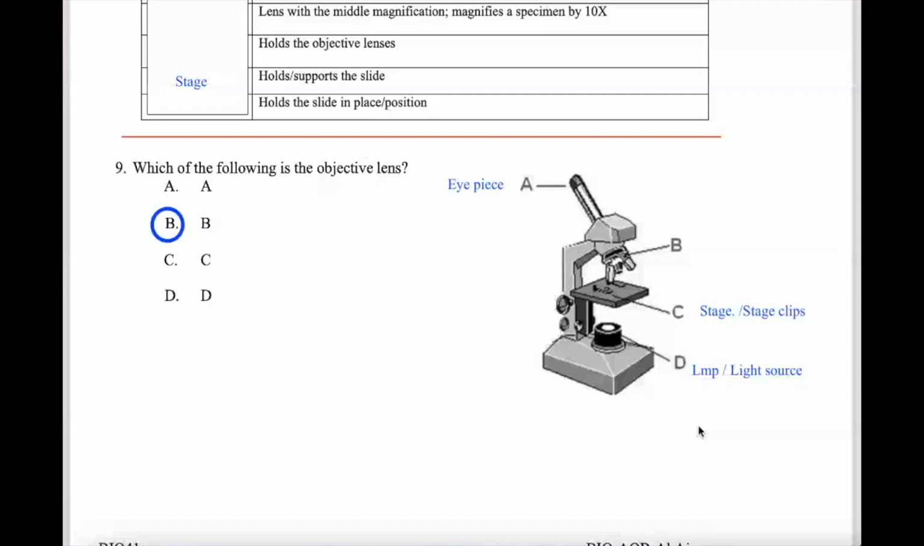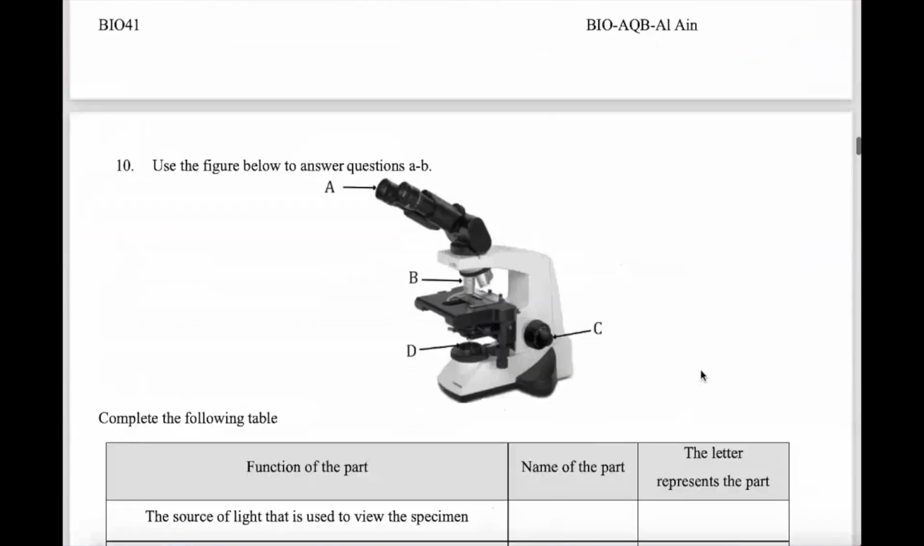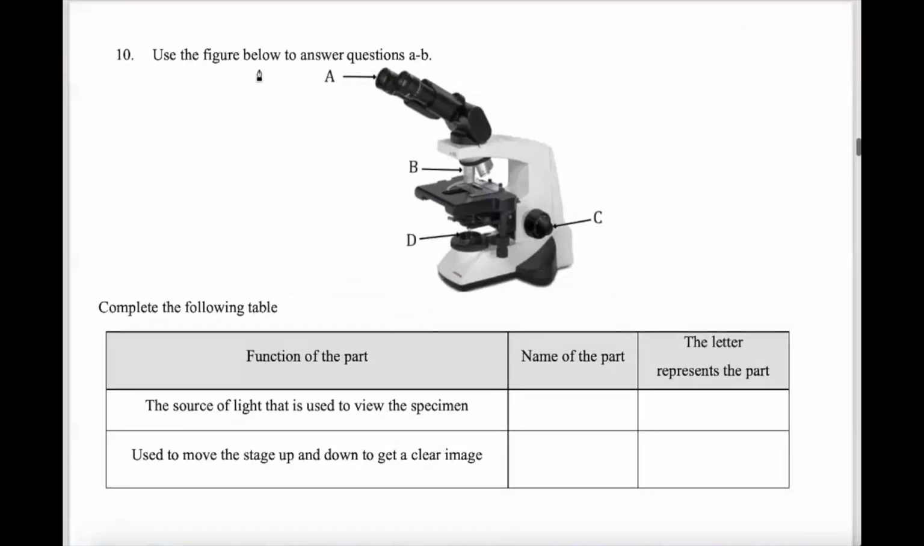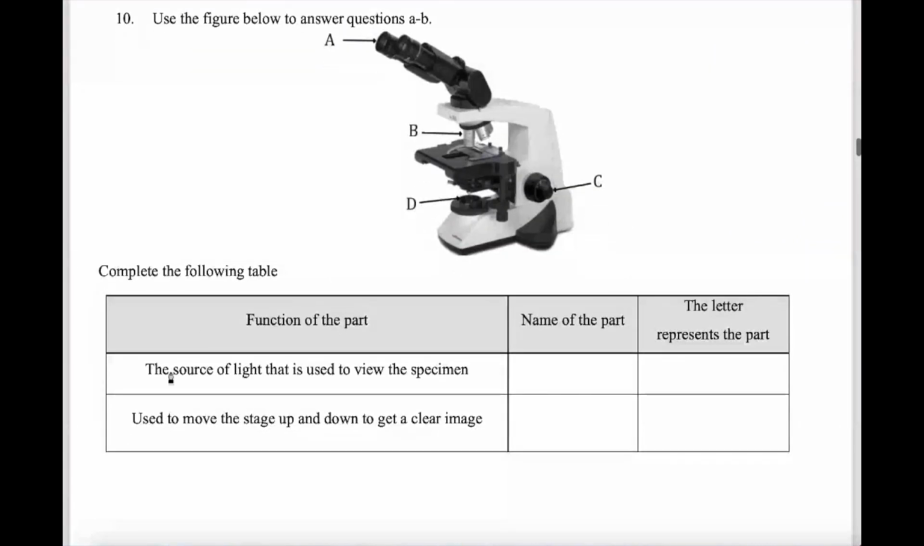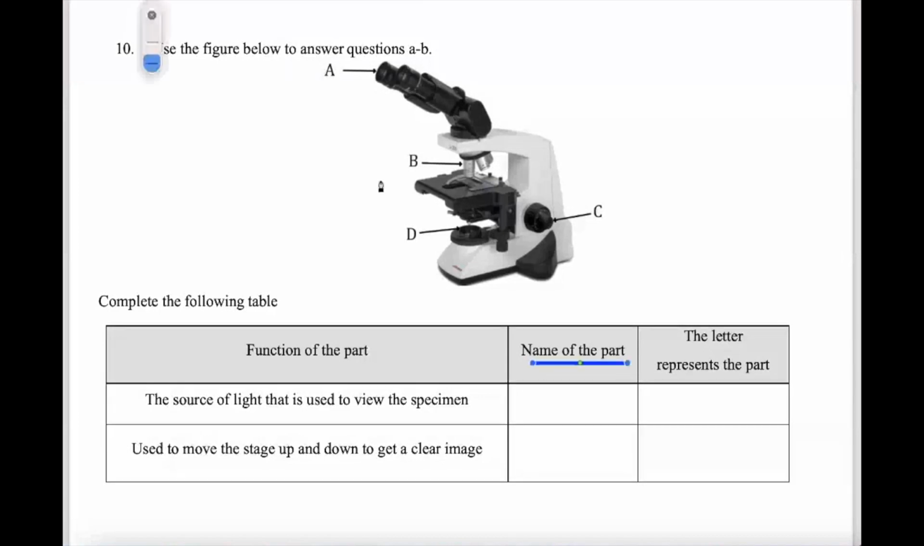Okay, let us go now down to the next picture. Use the figure below to answer the questions about the functions of the parts. The source of light that is used to view the specimen. Name the light source. The letter is D. Yes, D. Thank you. We will say here D.